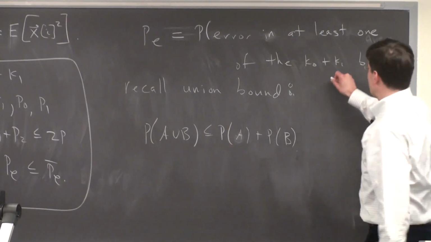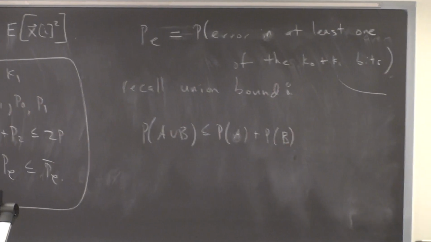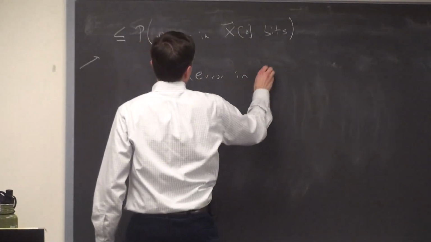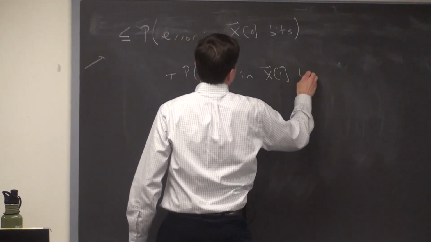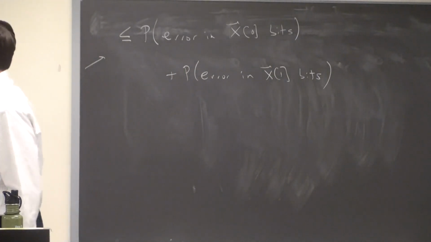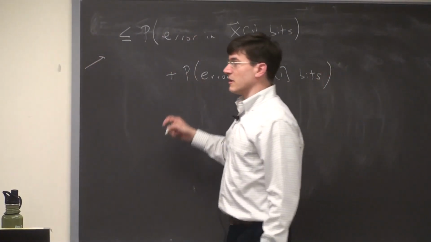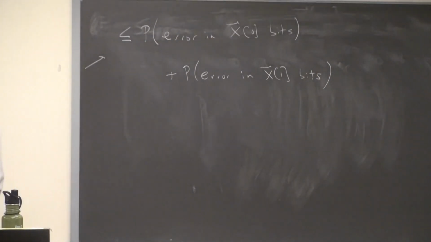Using the union bound, we're going to say the error probability is upper bounded by the chance of an error in the x0 bits plus the probability of error in the x1 bits, the bits you send on x0 and the bits you send on x1. This event is the union of this one and this one, so we're just going to upper bound it by the sum of the probabilities.